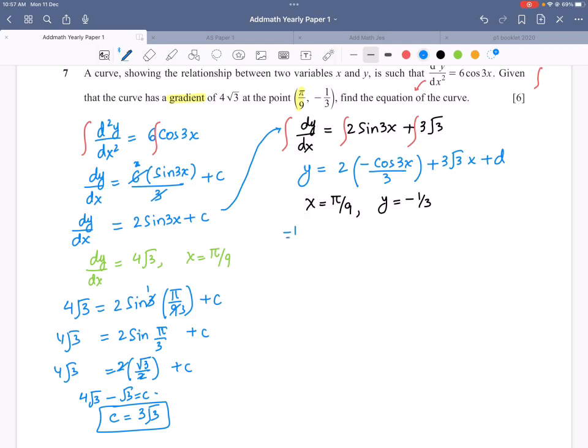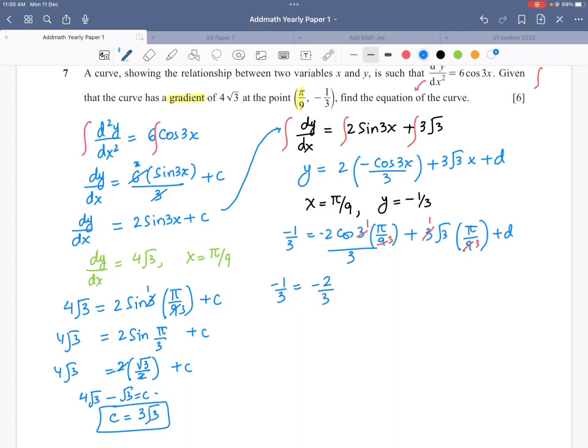So y is minus 1 over 3, which equals 2 minus 2 cos 3 times pi over 9, over 3, plus 3 root 3 times pi over 9, plus d. We need to simplify it, alright? So firstly, 3 ones are 3 and 3 threes are 9. On my left side, it will be minus 1 over 3 equals minus 2 over 3.